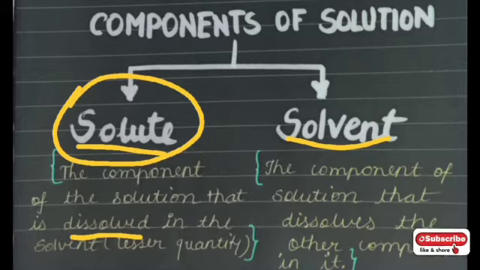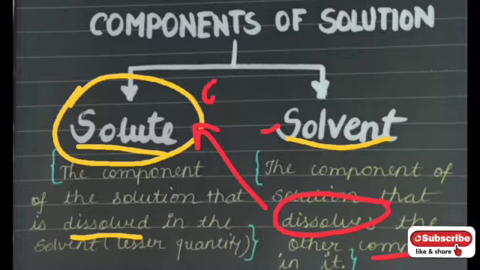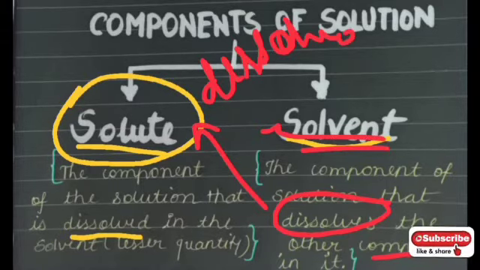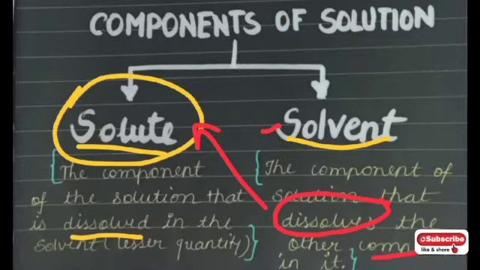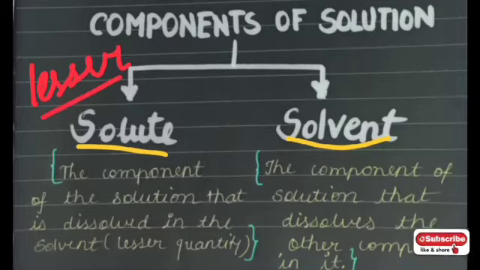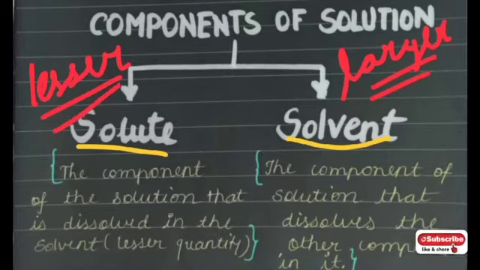And when we come to the solvent, it means that it dissolves the other component. What is the other component? The other component is the solute. So the solvent is the one component which is going to dissolve the solute. The solute is going to be dissolved. So these two components are very important, solute and solvent. Remember one thing, that the solute is always in a lesser amount in the solution, and the solvent will be found in a larger amount in a solution. That is the most important thing.